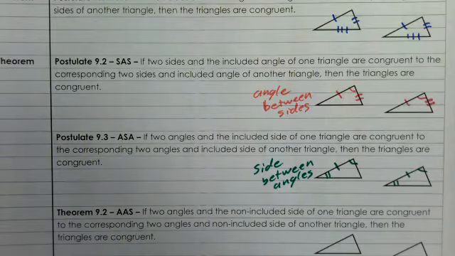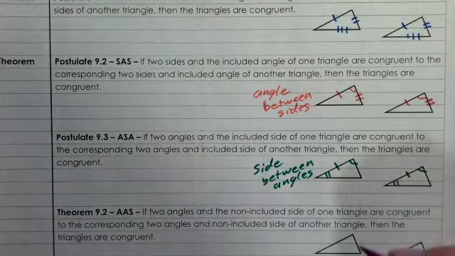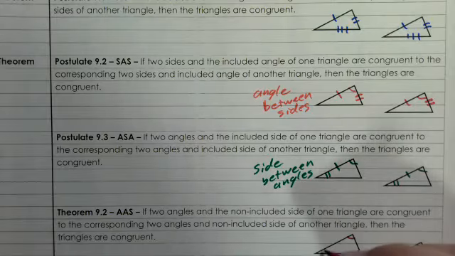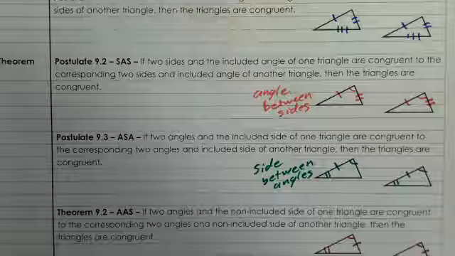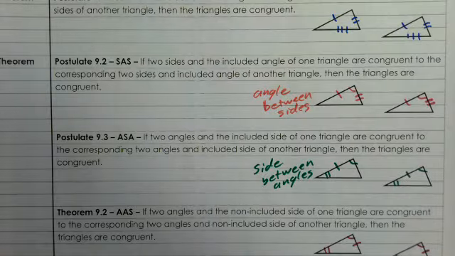Okay. And then our last variety is angle, angle, side. So you've got two pairs of angles. And then after those two pairs of angles, you get a side. So maybe it is this one over here. So you've got two angles and then a side, two angles and a side.